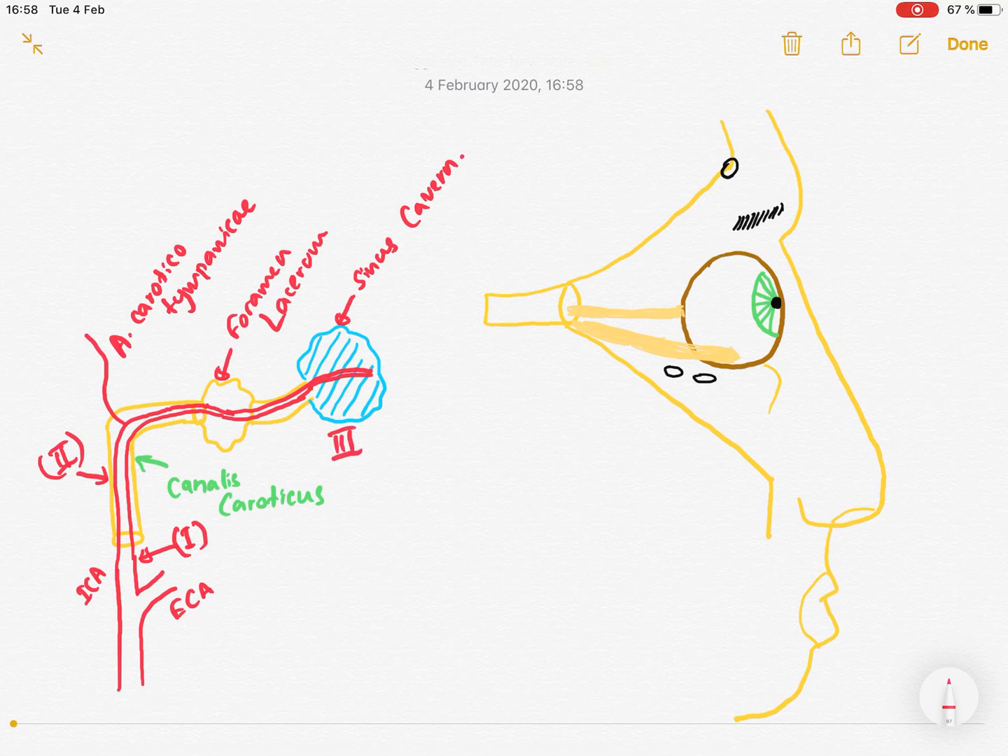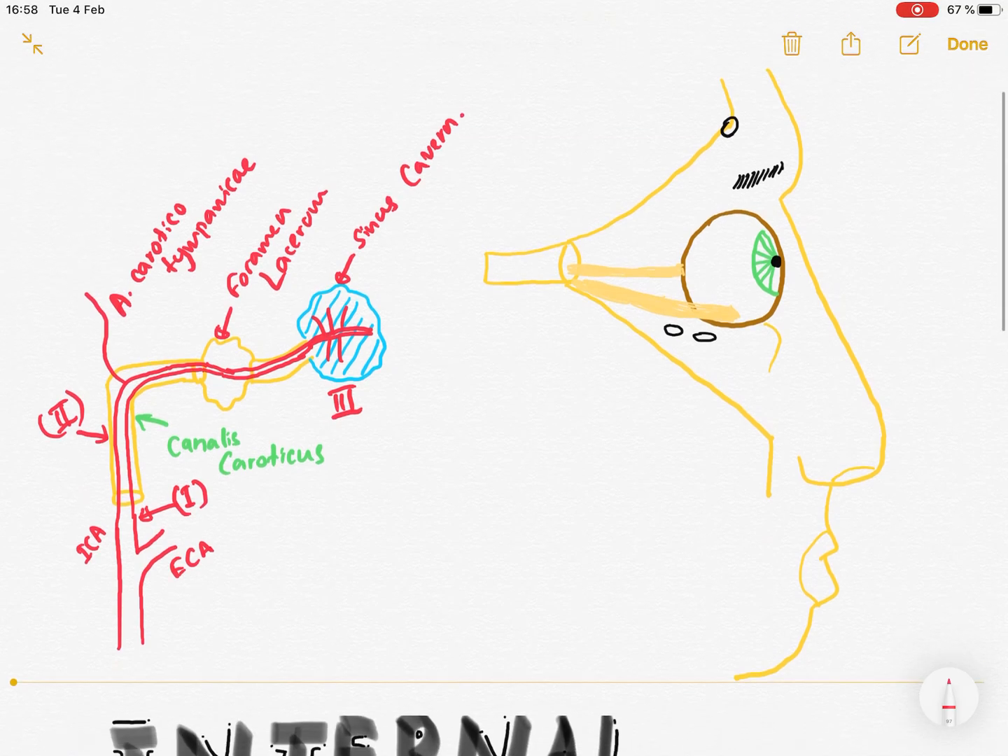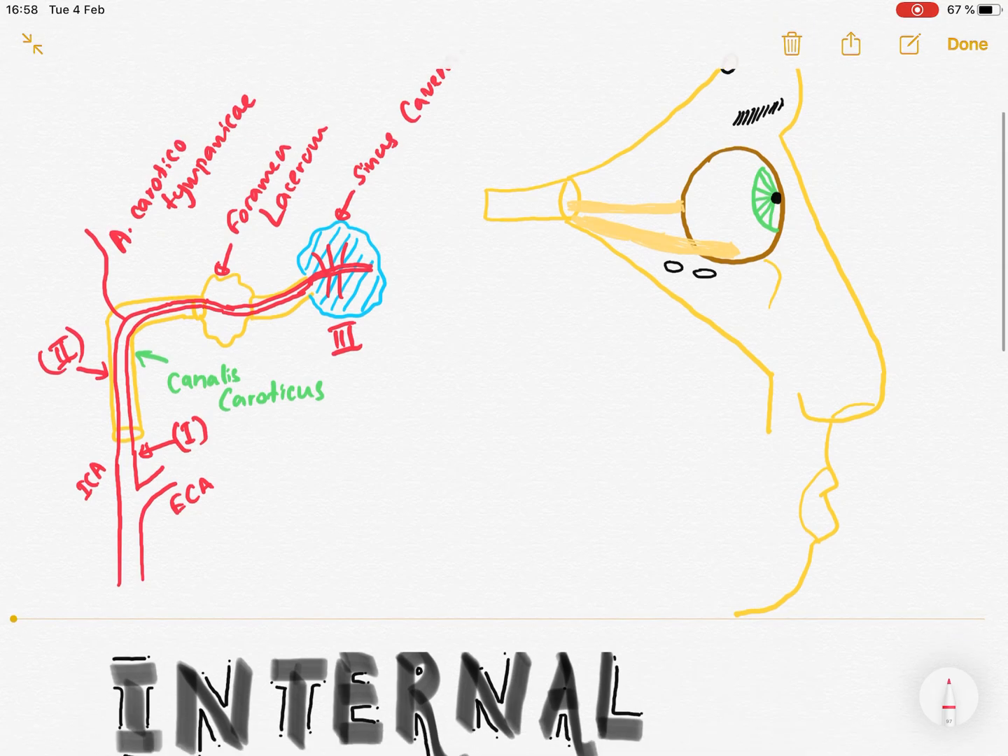And here it gives several branches, so I'll draw like this. Now we will see what branches the internal carotid artery gives while going through the sinus cavernosus. The first branch will be ramus meningeus. As the word says, it gives the blood supply to the dura mater. And then we have rami tentorii, giving the blood supply to the tentorium.